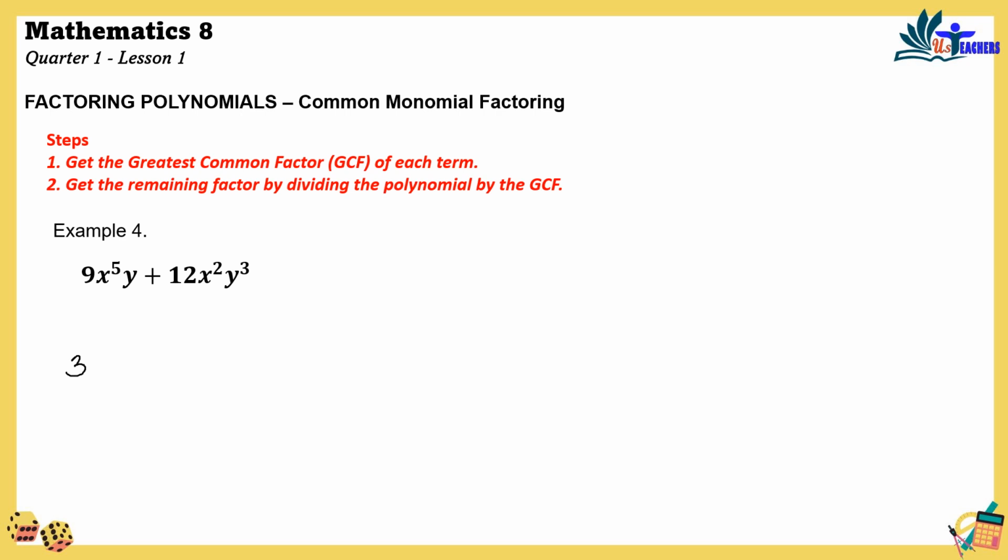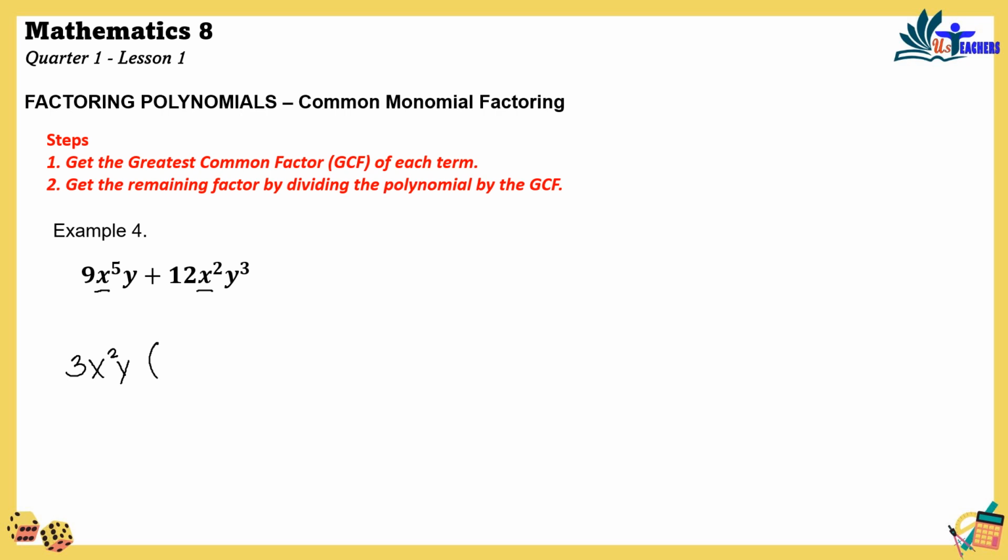So, sa example natin, parehas yung x. So, yung mas mababa ay x squared. So, yun ang kukunin natin, x squared. Now, yung y naman, parehas ba yung y? Pareha. So, therefore, pipiliin natin sa kanila yung may pinakamababang exponent which is y. So, y lang po yung ilalagay natin. After that, yun na po yung first factor natin.